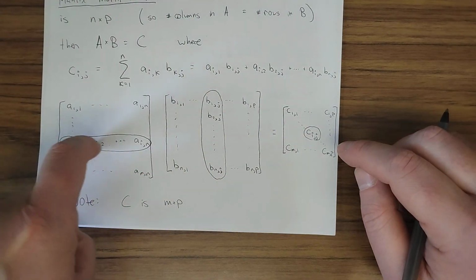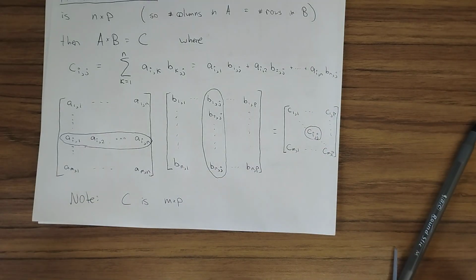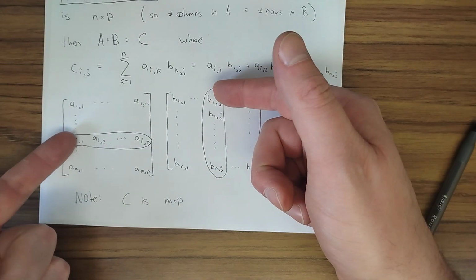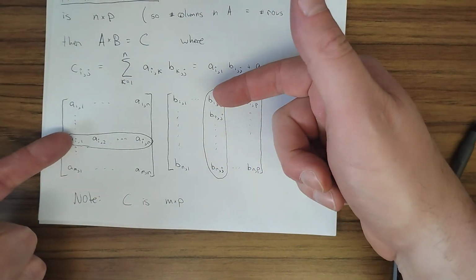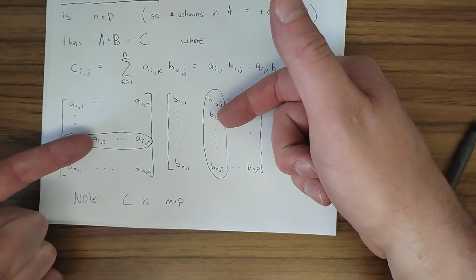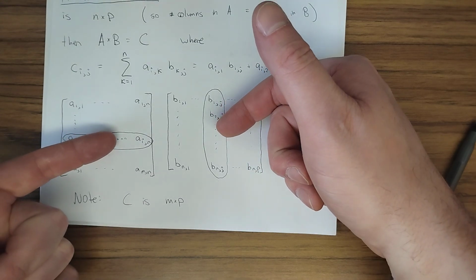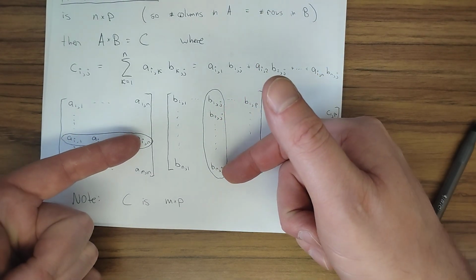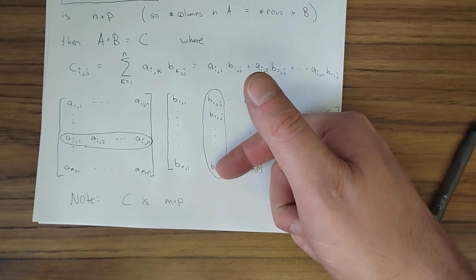So I look at the appropriate row of A and column of B, and then it's like I do a dot product going across this and down this. And when I say dot product, of course I mean this number times this number plus this number, the second number times the second number, plus the third number times the third number, all the way until I get to this last number times this last number.